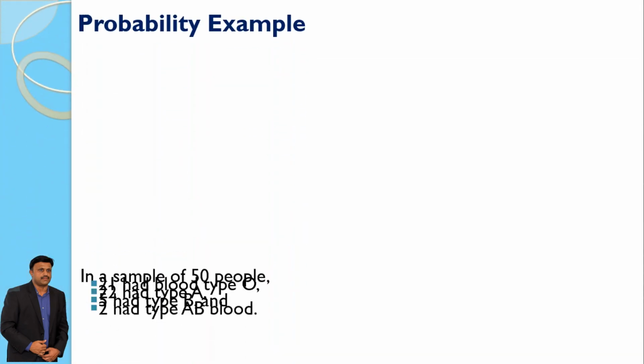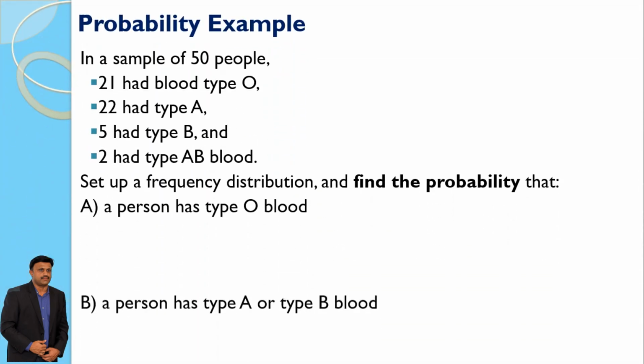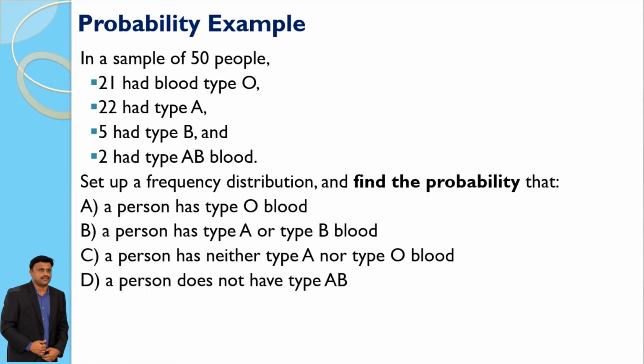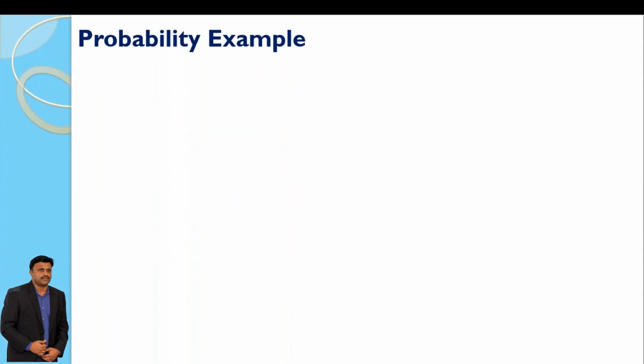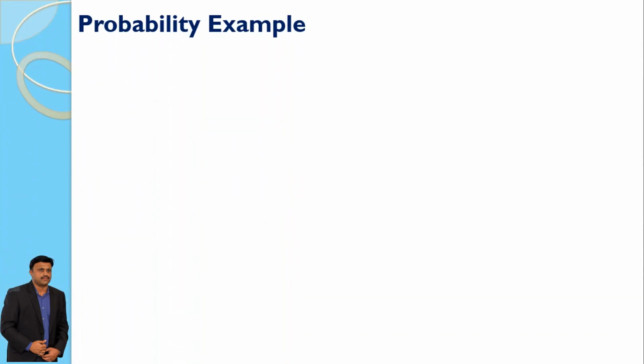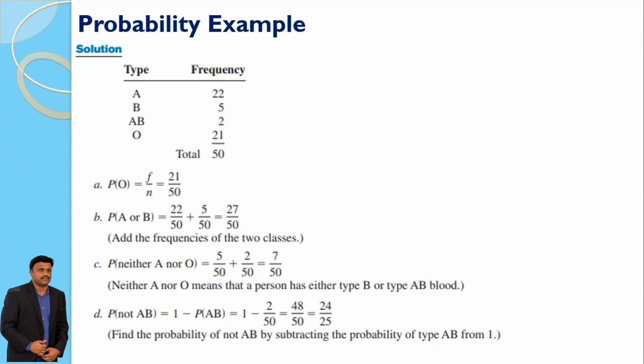In a sample of 50 people, we have different blood types. We can set up a frequency distribution and find the probability of having each blood type, such as type O, type A or B, neither type A nor O, and not having type AB. Using the frequency distribution, we calculate the probabilities. Type O is 21/50ths, type A or B is 27/50ths, neither A nor O is 7/50ths, and not AB is 48/50ths. These calculations show the likelihood of each blood type in the sample.